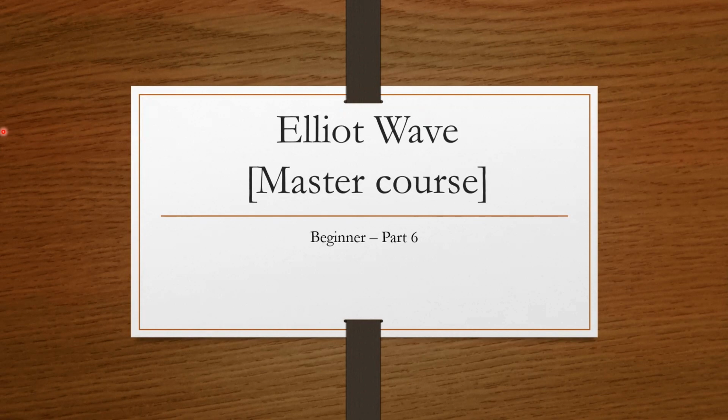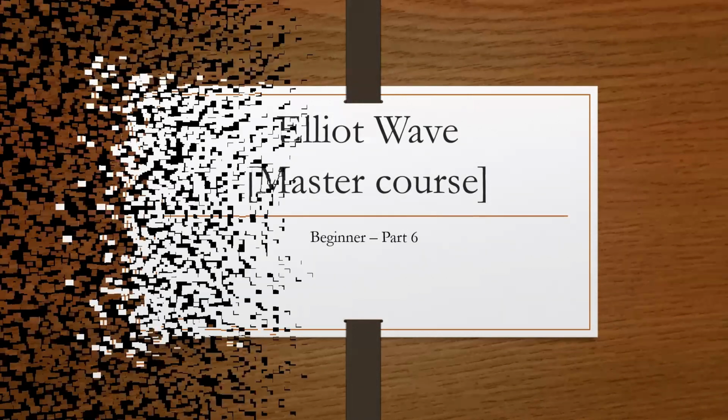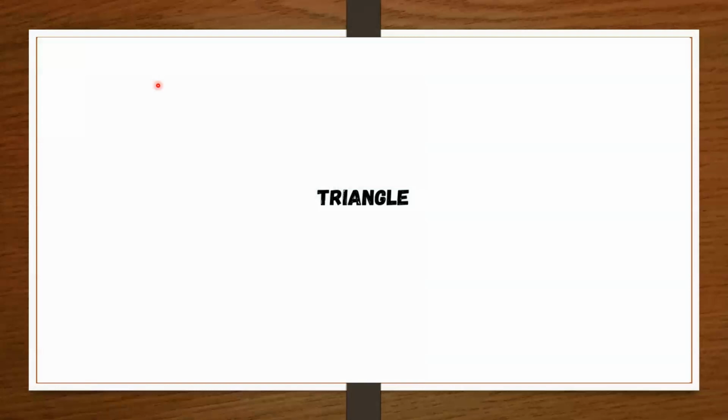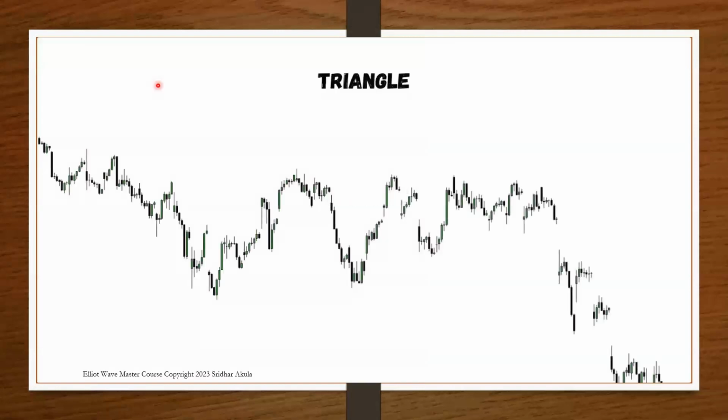This is your Elliott Wave Master Course Beginner, Part 6. In this part, we are going to learn more about triangles, why triangles are a very, very important part of your Elliott Wave journey. And if you mark the triangles correctly and you identify them properly, you can, with 99% accuracy, know what the next direction of the market is.